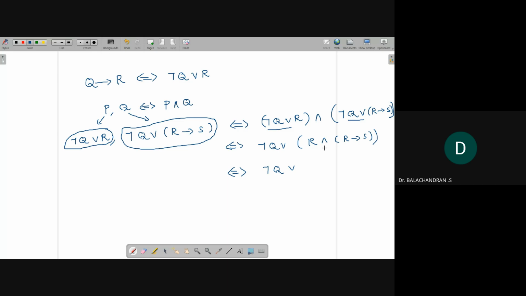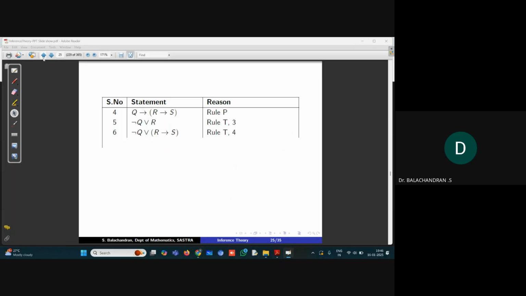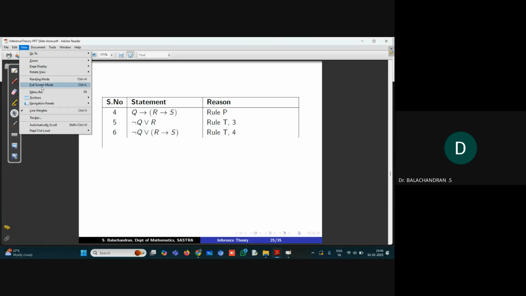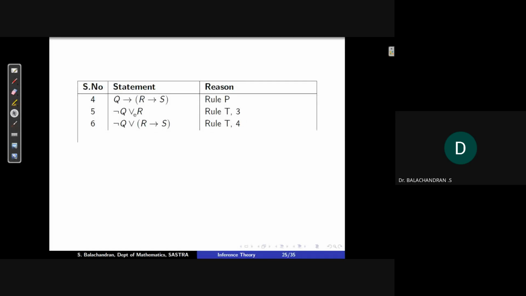So R comma R implies S means R and R implies S, which is S. So this is equivalent to Q implies S. So this is actually what I need. Okay, so you can see the slides now. So this is P, this is Q.